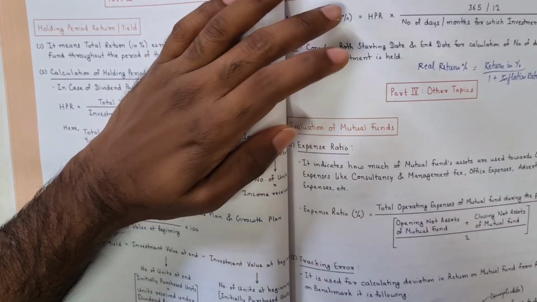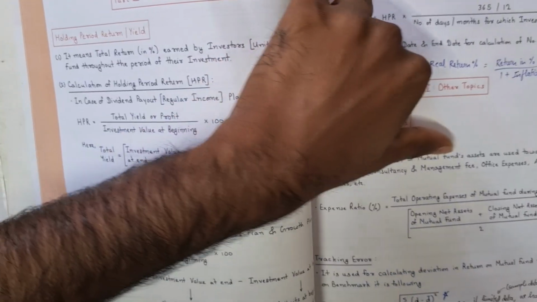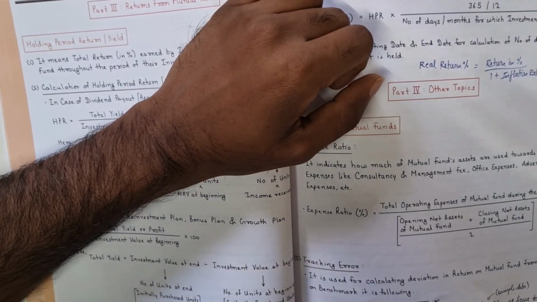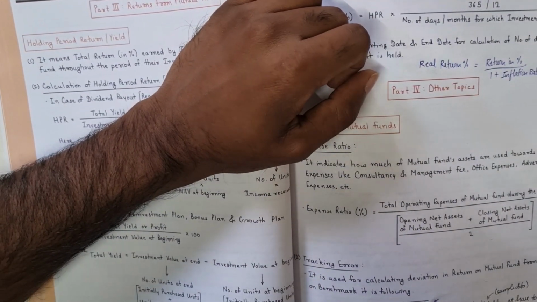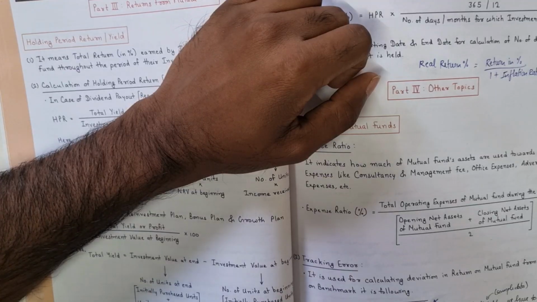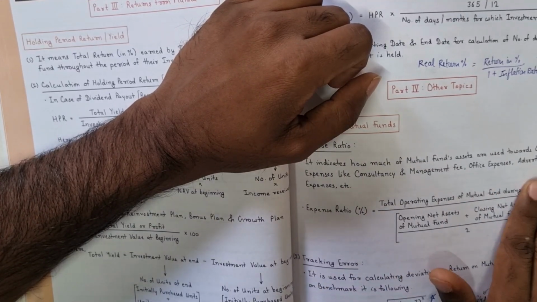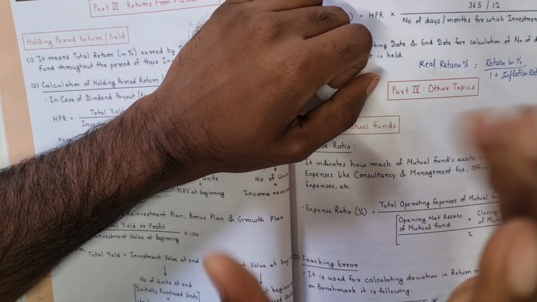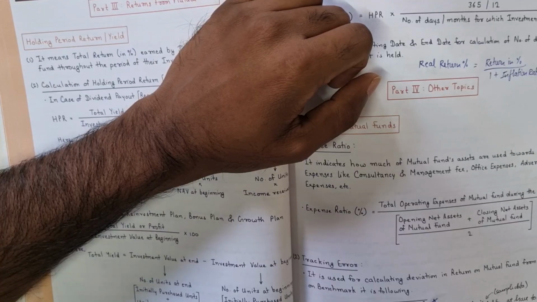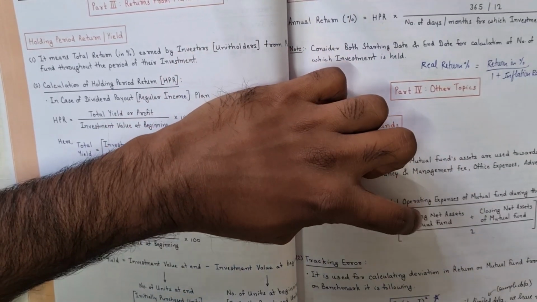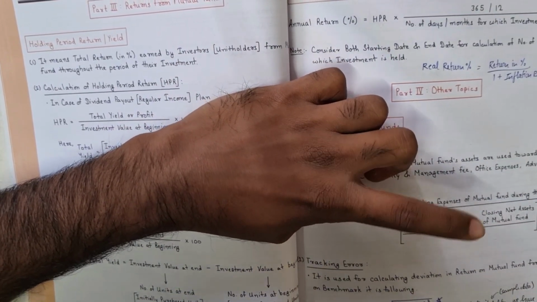The first one is your expense ratio. It indicates how much of the mutual fund's assets are used towards operating expense. So how do we calculate expense ratio? It is total operating expenses of the mutual fund divided by your average net assets. Why average net assets?